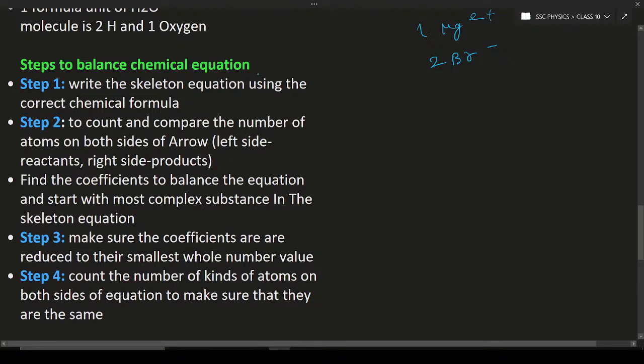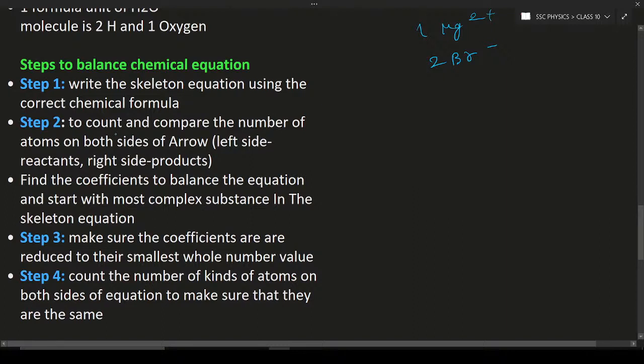There are four steps, so listen step by step and you will get an idea of how to balance the chemical equation. Step 1: write the skeleton equation using correct chemical formulas. What is meant by a skeleton equation? It is nothing but a rough formula. Without any balancing, whatever equation you write is the skeleton equation. We will discuss examples later.